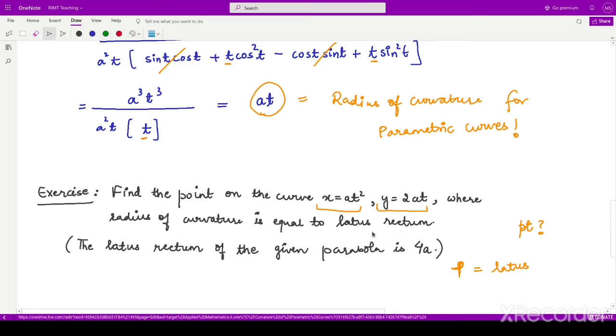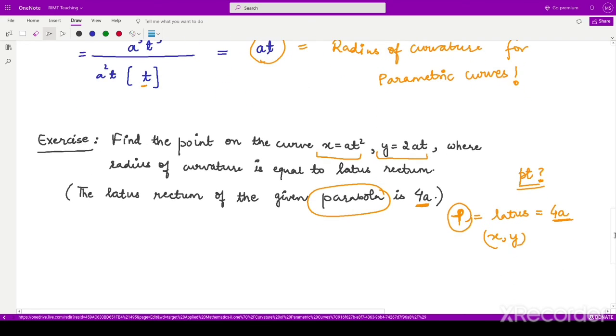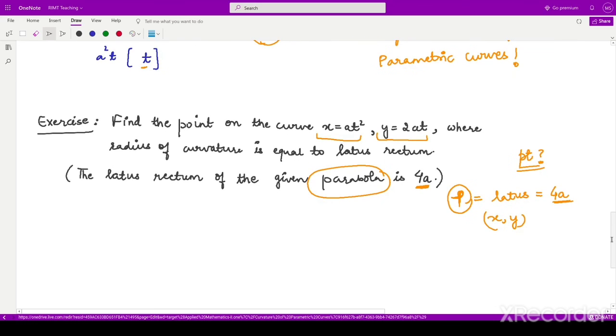So what is the latus rectum for this particular curve? This particular curve is the parametric equation of a parabola, whose latus rectum is 4a. This won't be given in the question, so you have to know what is the latus rectum of a given parabola. So this is given to be 4a. So firstly, what will you do? You will first calculate what is the radius of curvature for this particular curve. Then you will set it equal to 4a. Then whatever are the values of x and y, that would be your answer. Right, so that would be the given point. So this question you have to try by yourself.